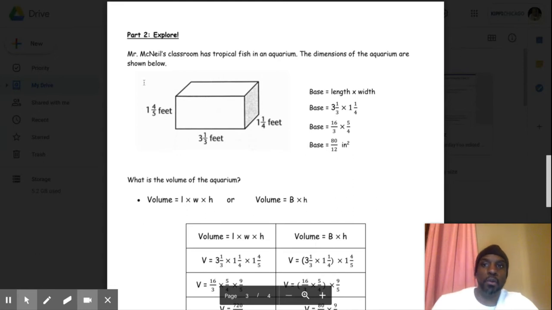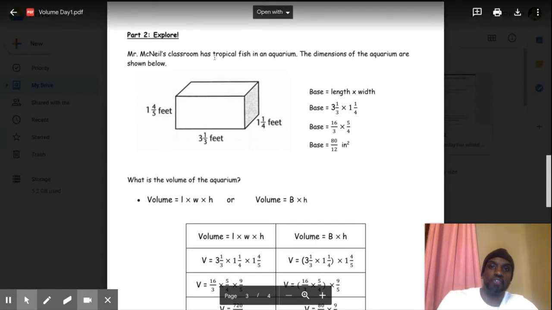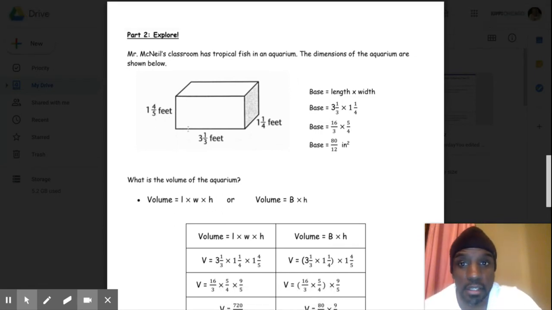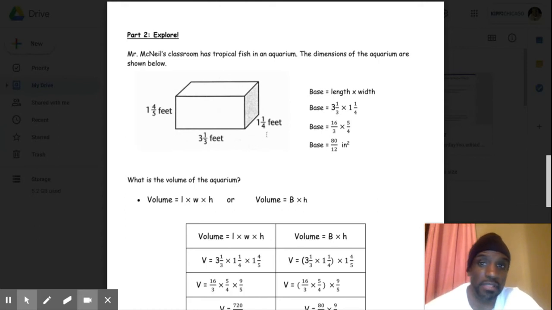Now we're working. It says Mr. McNeil's classroom has tropical fish in an aquarium. The dimensions of the aquarium are shown below. So it looks like we have a height of 1 4/5. It looks like we have a length of 3 1/3. It looks like we have a width of 1 1/4 feet.